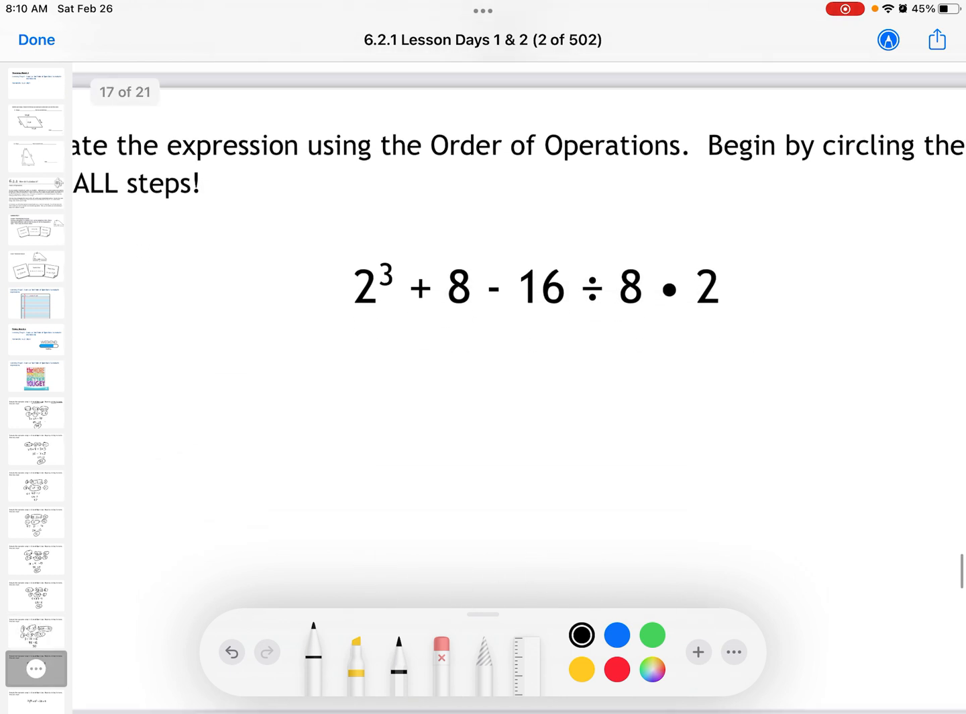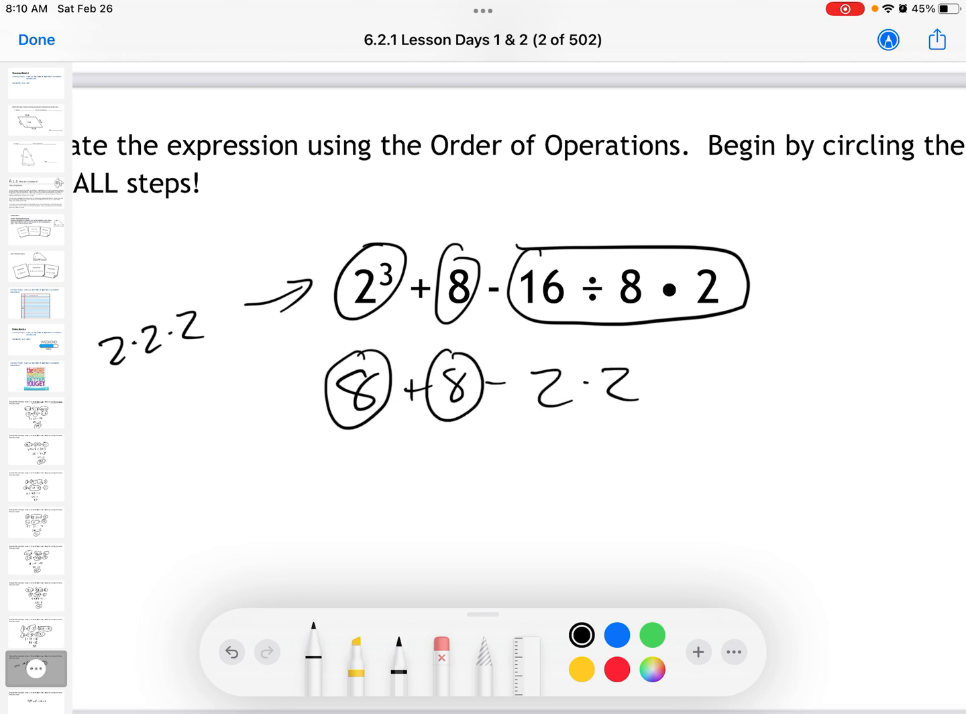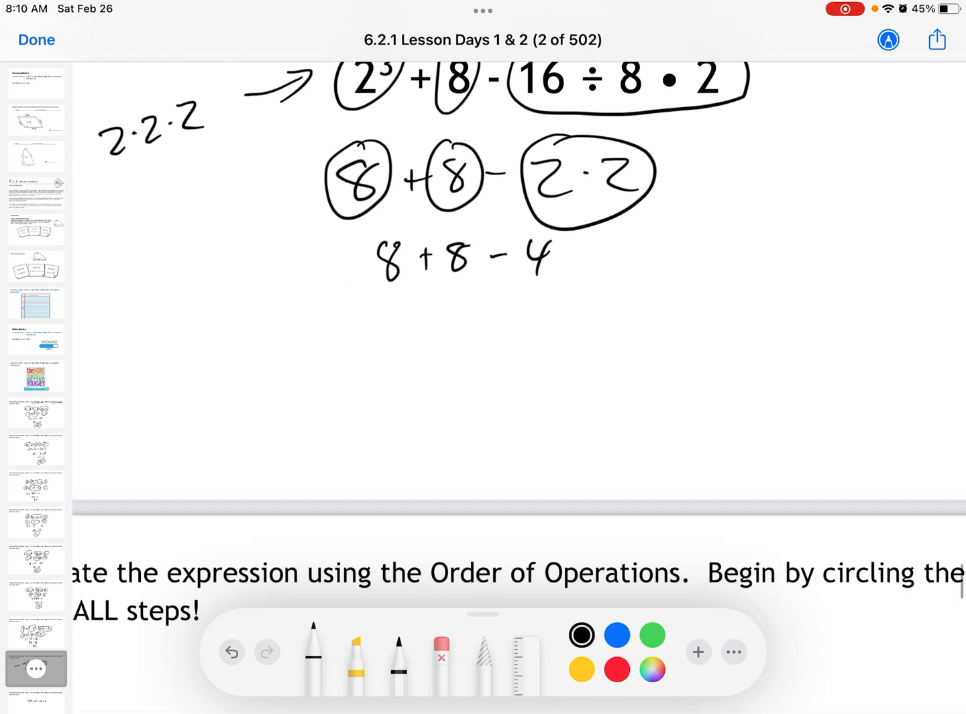Okay. All right, let's do this one. Same thing. 1, 2, oops, 3. 2 to the third power is not 6. It is 2 times 2 times 2, which is, I'll write it here on the side just to remind us of that, even though we did it earlier, 8. 8 plus 8 minus. Now we have to do the division before the multiplication because we go from left to right. That's 2 times 2. Oh, we have 3 terms. 1, 2, 3. 8 plus 8 minus 4. 8 plus 8 is 16, minus 4 is 12.